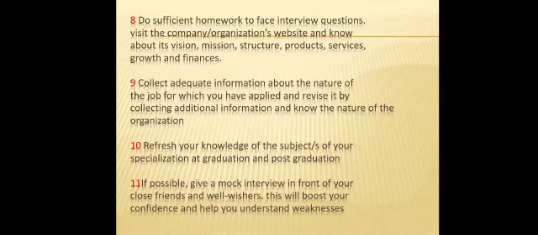If possible, give a mock interview in front of your close friend or well wisher. This will boost your confidence and help you understand weaknesses, because giving an interview is a different activity and writing an examination is a different activity. Therefore, it will be easy for you if you have a mock interview, which is also called a duplicate interview or a practice interview, if you perform it before your friends, close relatives, your senior, or someone who is your guide or mentor. If you perform before them, they might give you suggestions that you should do this and should not do that. So this kind of suggestions we get from them, and it is very easy for you to face the interview if you face such a mock interview.